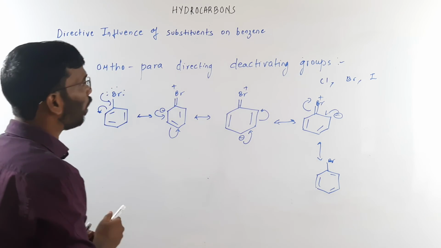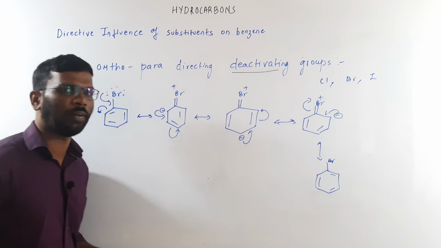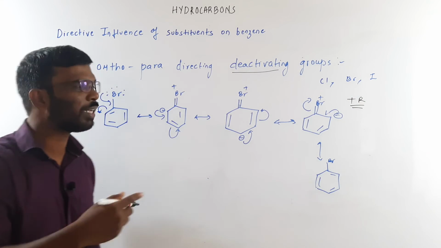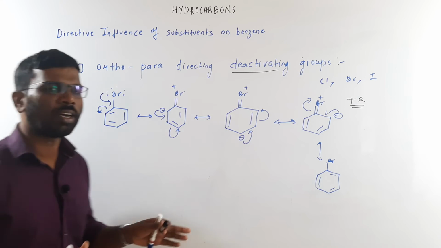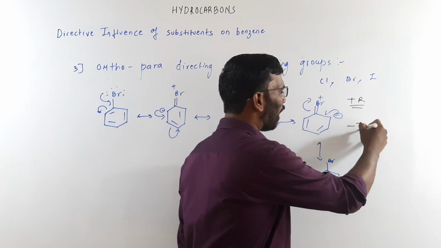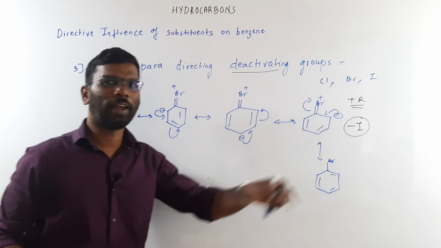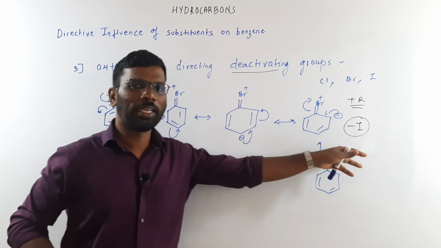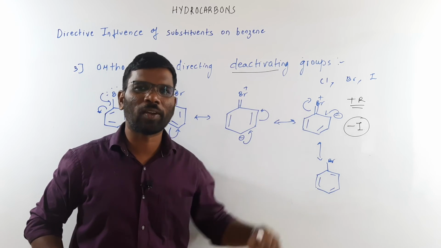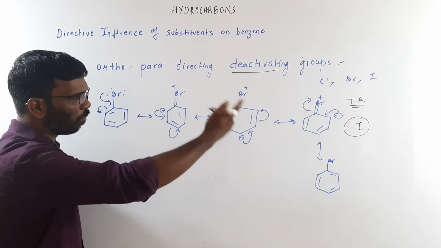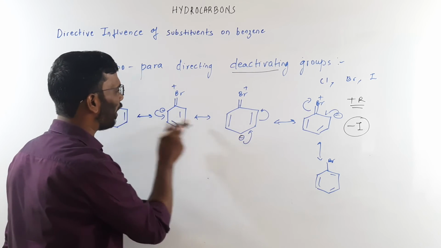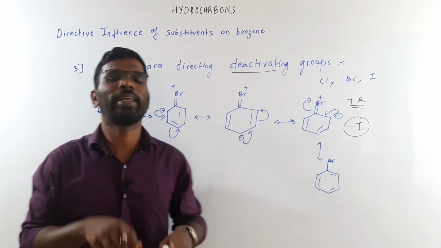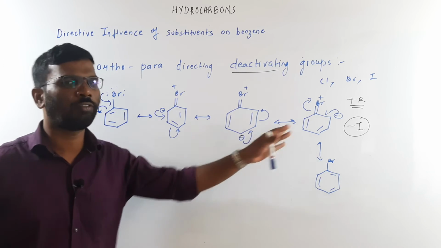Then why is this called a deactivating group? See, it is donating an electron through the plus R effect, plus resonance. It is donating an electron, but when it comes to the halides, there is a minus I effect, the inductive effect, and it is more dominant. It is withdrawing the electron because of the high electronegativity of the halides. So no doubt the incoming electrophile will get substituted at the ortho and para position, but it is going to decrease the reactivity of the benzene because of the inductive effect. That is the only reason.